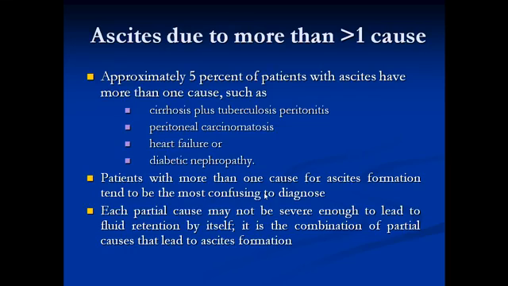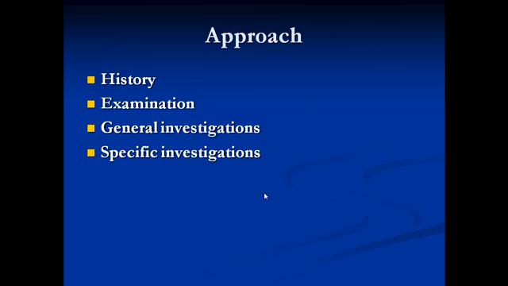Approximately 5% of patients with ascites have more than one cause, such as cirrhosis plus tuberculous peritonitis, peritoneal carcinomatosis, heart failure, or diabetic nephropathy. Patients with more than one cause for ascites formation tend to be the most confusing to diagnose. Each partial cause may not be severe enough to lead to fluid retention by itself. It is the combination of partial causes that leads to ascites formation. So we should keep in mind that ascites may develop from more than one cause. Approach is the very same.